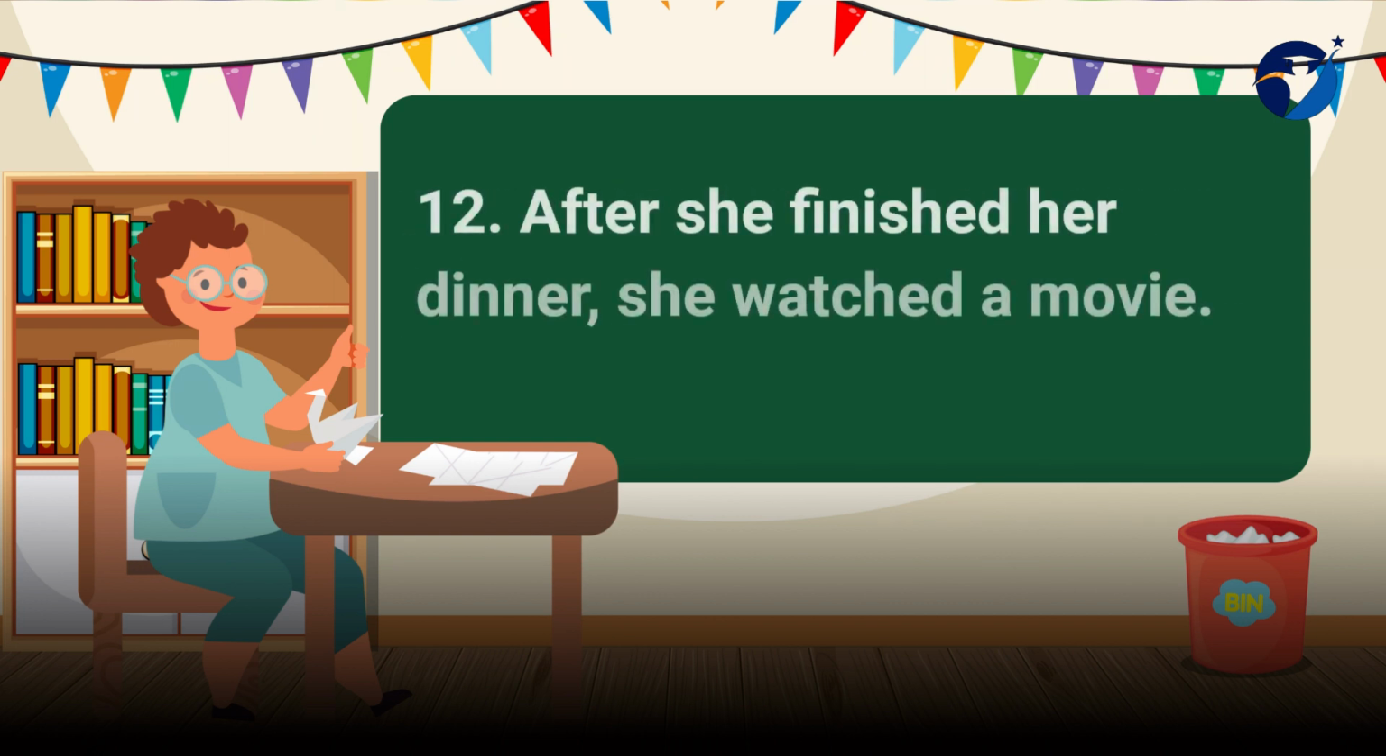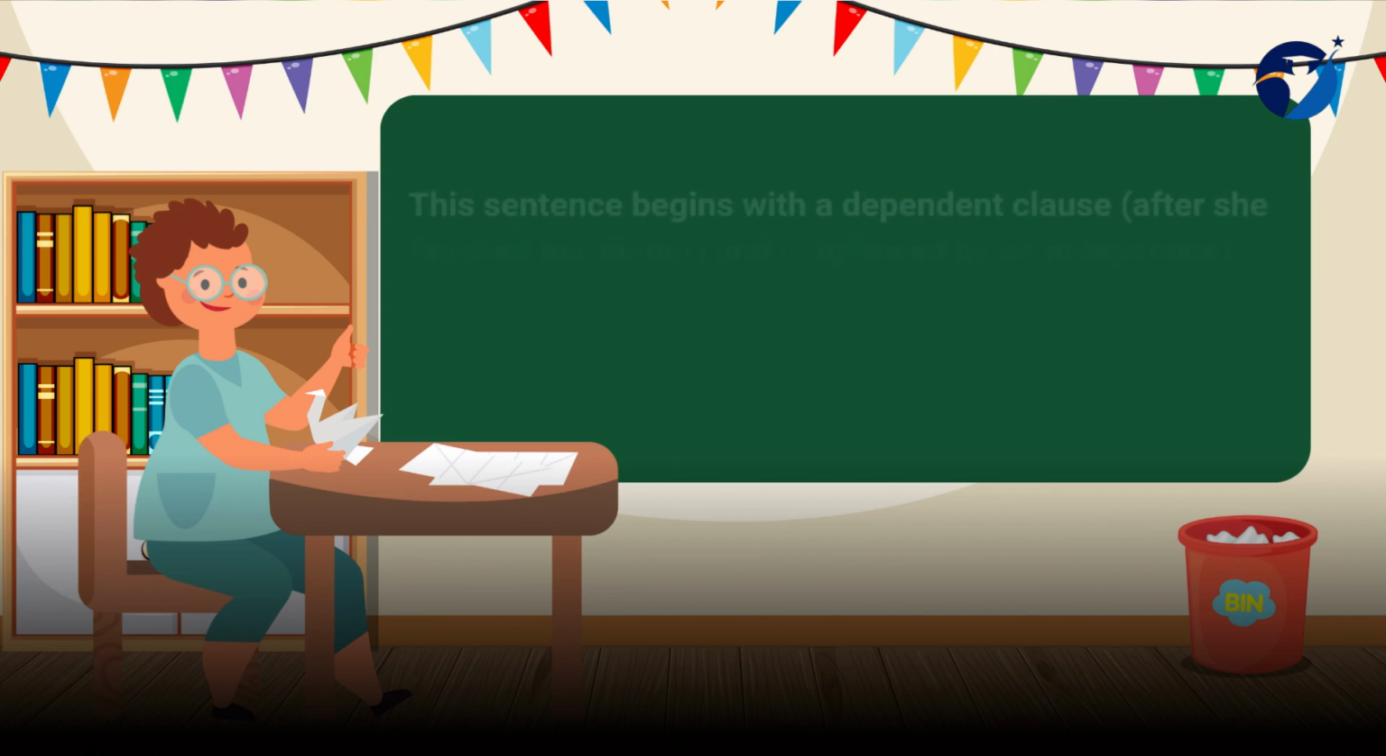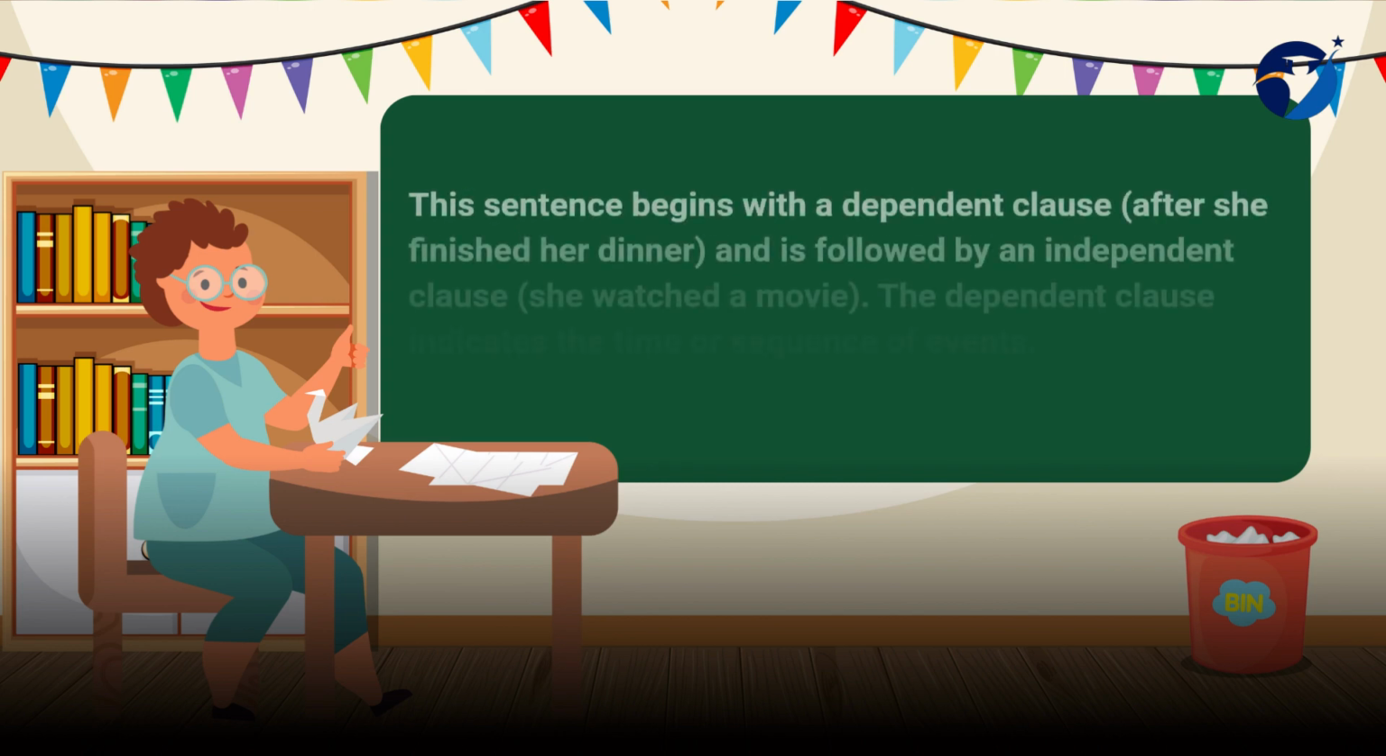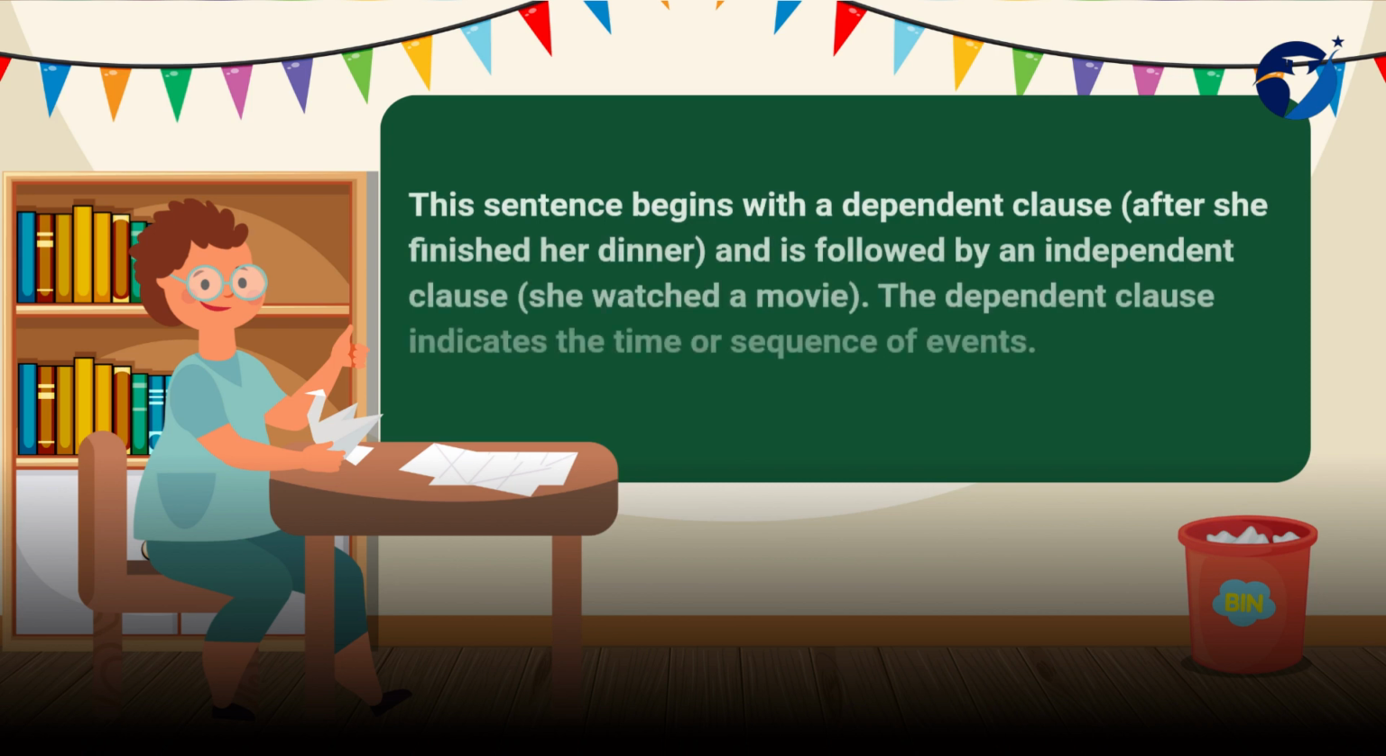12. After she finished her dinner, she watched a movie. This sentence begins with a dependent clause, after she finished her dinner, and is followed by an independent clause, she watched a movie. The dependent clause indicates the time or sequence of events.